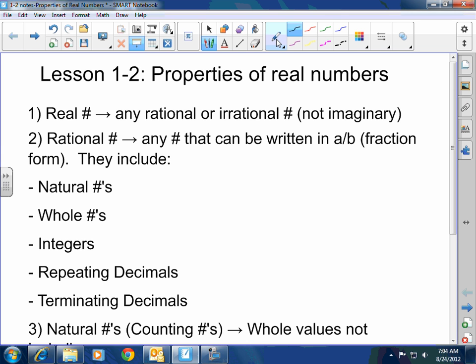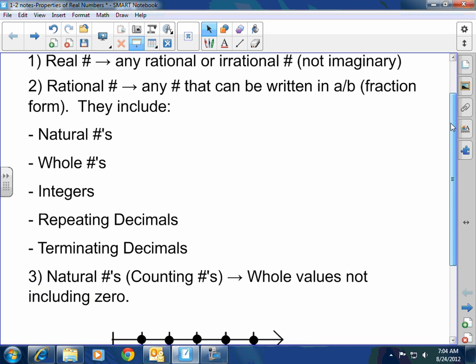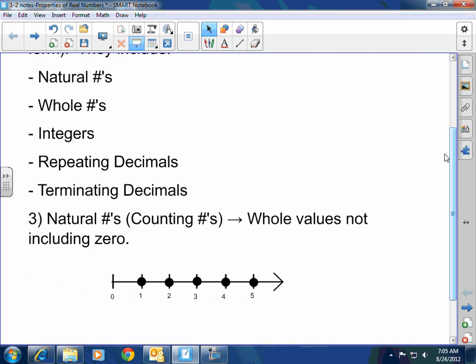Now, a rational number is any number that can be written in a over b or in fraction form. Rational numbers include natural numbers, whole numbers, integers, repeating decimals, and terminating decimals.